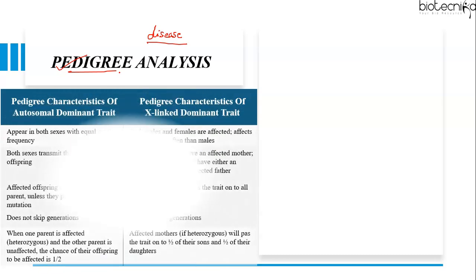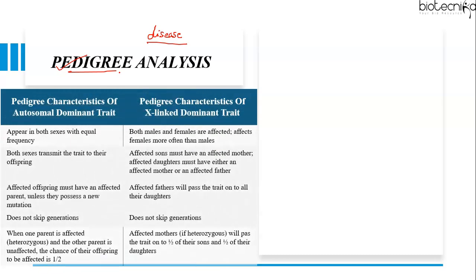Pedigree is a pictorial representation of a family history, essentially a family tree that outlines the inheritance of one or more characteristics. So let's understand the inheritance pattern of autosomal dominant trait and X-linked dominant trait through pedigree analysis. Autosomal dominant traits are the traits which occur due to the presence of an autosomal dominant allele, that is, the presence of just one copy of the dominant allele is sufficient to express the trait.